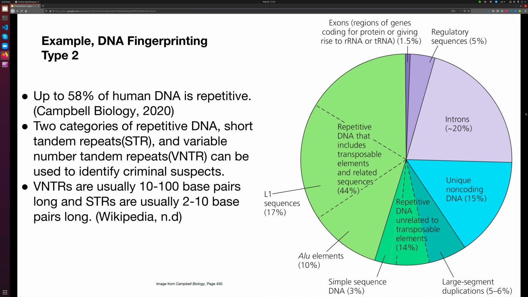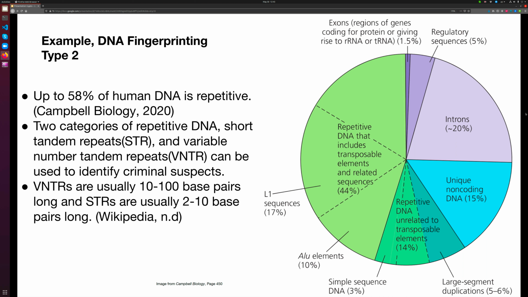So up to 58% of human DNA is repetitive. Two categories of repetitive DNA, short tandem repeats and variable number tandem repeats, can be used to identify criminal suspects. So you can see VNTRs, the variable number tandem repeats, are usually 10 to 100 base pairs long, and short tandem repeats are usually 2 to 10 base pairs long.